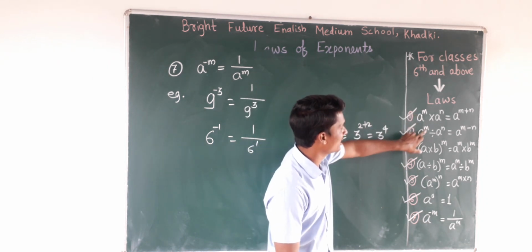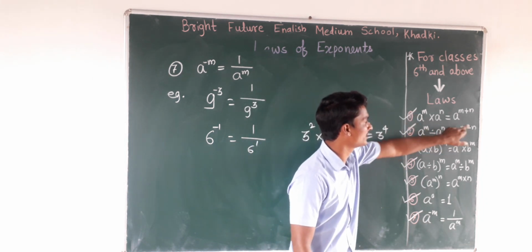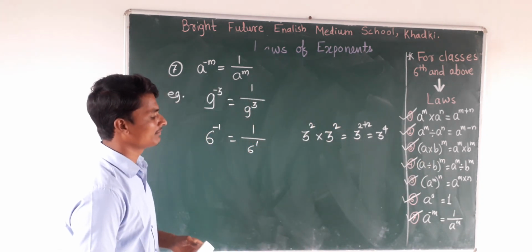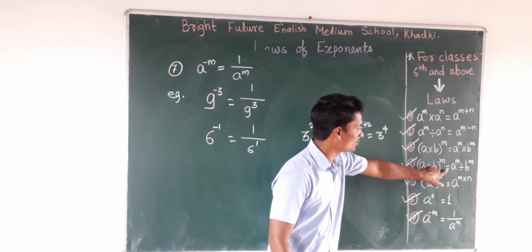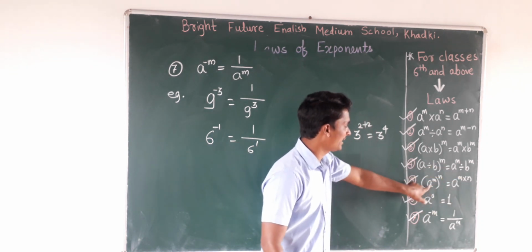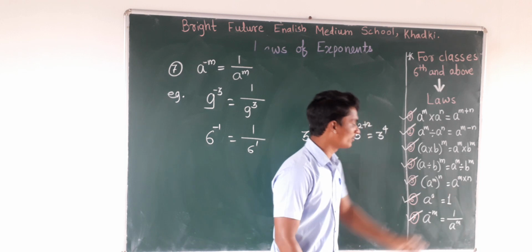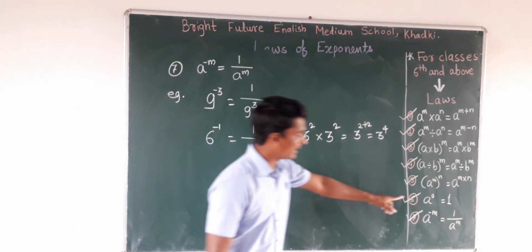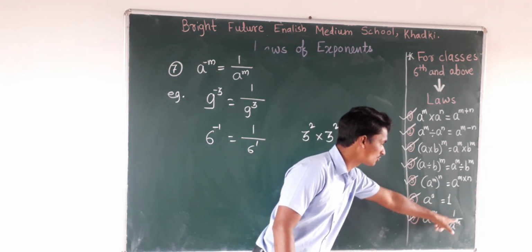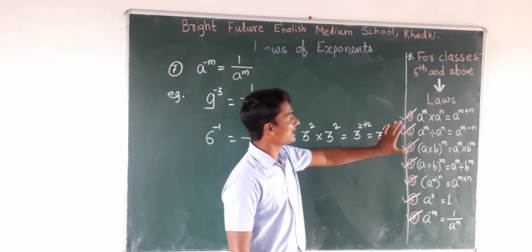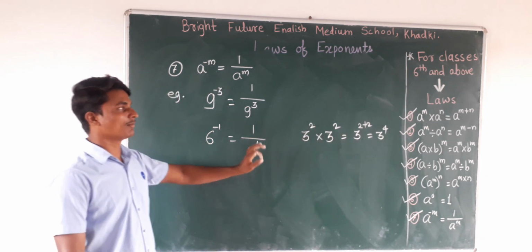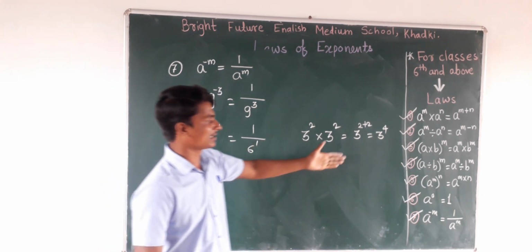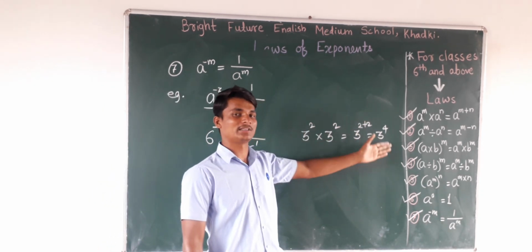Like the second law, a raised to m divided by a raised to n is equal to a raised to m minus n. A into b raised to m is equal to a raised to m multiplied by b raised to m. A divided by b raised to m is equal to a raised to m divided by b raised to m. A raised to m raised to n is equal to a raised to m multiplied by n. A raised to 0 is equal to 1 and a raised to minus m is equal to 1 upon a raised to m. So these 7 laws are very important for 6 and above classes, especially for 8th standard scholarship exam and also for the 10th standard, because so many examples depend on these laws.